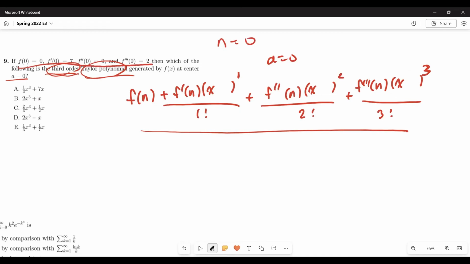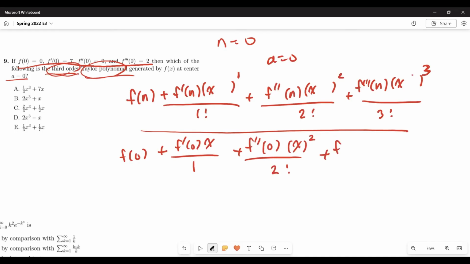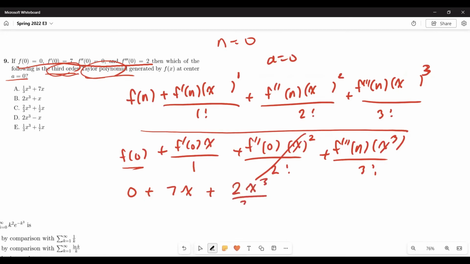Because we're given the values all at 0. So this is going to be f of 0 plus f prime of 0 x over 1 plus f double prime of 0 x squared over 2 factorial plus f triple prime of 0 x cubed over 3 factorial. And f prime of 0 is 7 and f of 0 is 0. So this is going to be 0 plus 7x plus f double prime of 0 is 0. So this is cancelled out. And then f triple prime of 0 is 2. So this is going to be 2x cubed over 3 factorial.